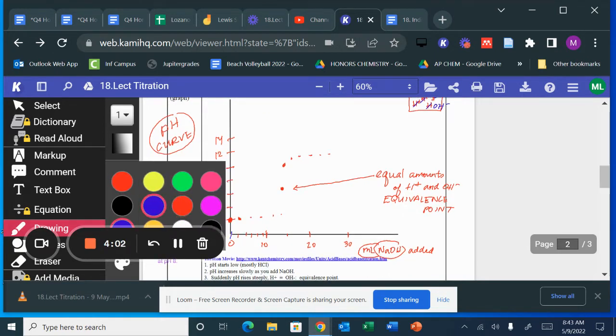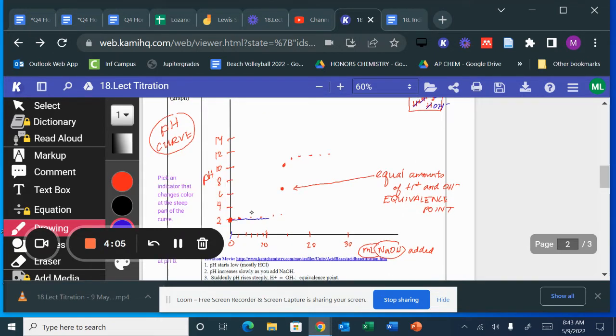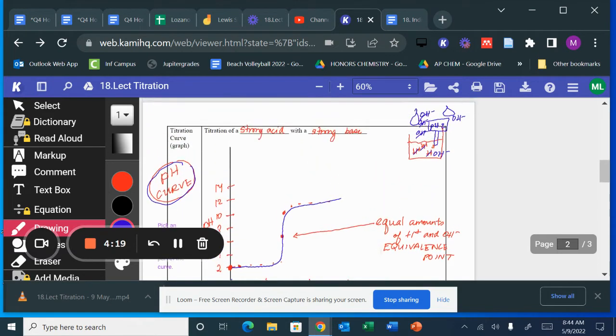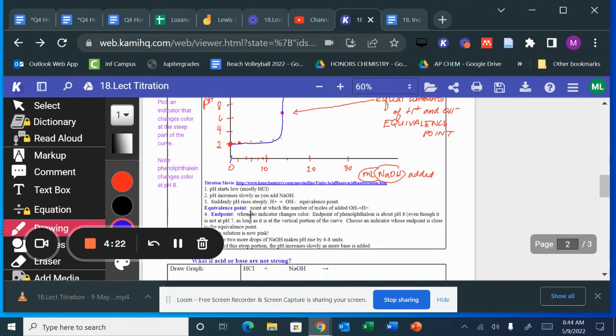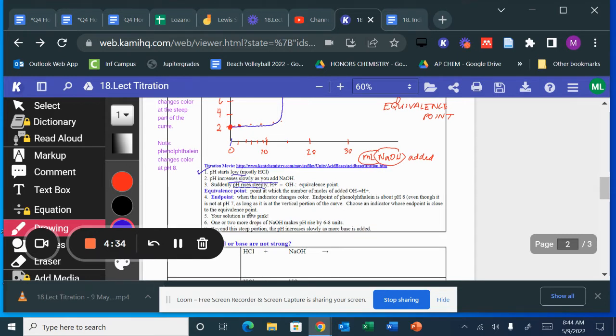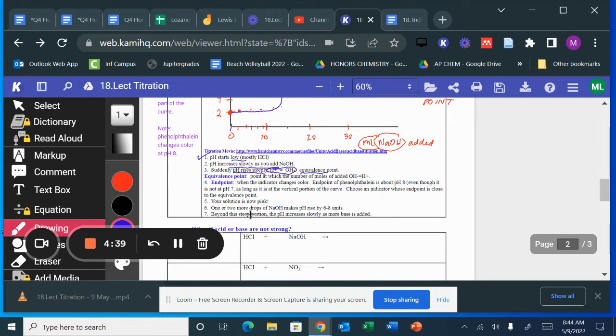So if I drew a line through these points, just a smooth curve, this is called a pH curve because it looks like a curve. It looks like an S curve, and it's the pH values. So here are the titration curves. This is a titration curve as well. First, the pH starts low because you have mostly HCl. The pH increases slowly as you add NaOH. Suddenly, the pH goes up to 7 when H plus equals OH minus. This is called the equivalence point. And the equivalence point is when the moles of H plus equals OH minus.